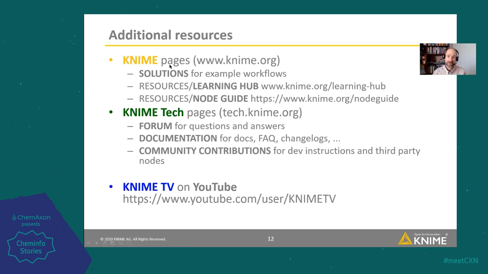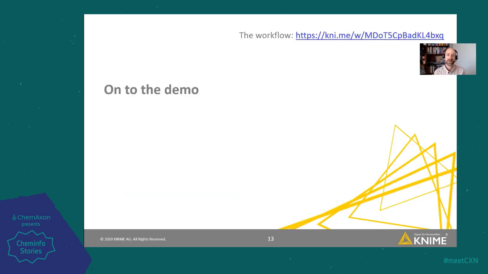There's a lot there. So from our website, we have a lot of additional information. There's the KNIME Learning Hub, which provides tutorial information. From tech.knime.org, you can get to our forum where you can get open source support. There's a very active KNIME community of people answering questions and helping each other out on the forum. And then on KNIME TV on YouTube, you can find a lot of tutorial videos, recordings of some of the KNIME summits, as well as from some of the meetups that we've done.